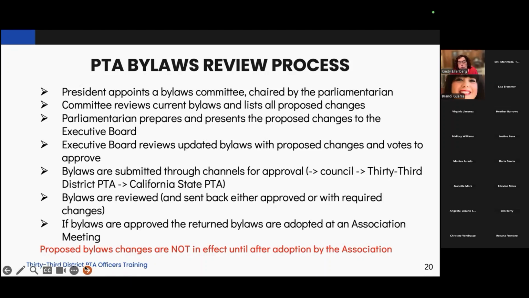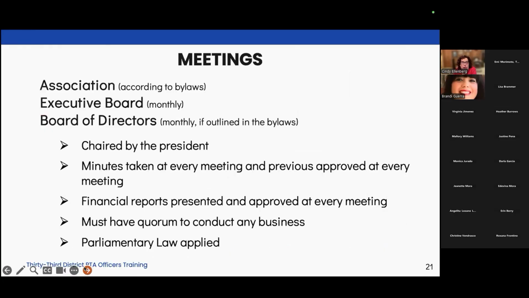If your bylaws are approved, they are then to be adopted at your next association meeting. Any proposed bylaws changes are not in effect until after they are adopted by the association. So just because state PTA has signed off on it, none of the changes can be implemented until after the association has voted and adopted the bylaws.